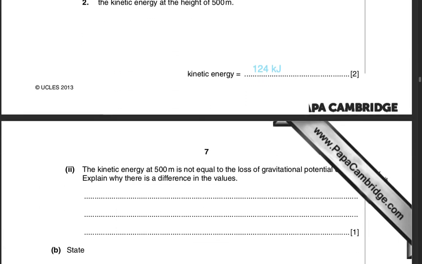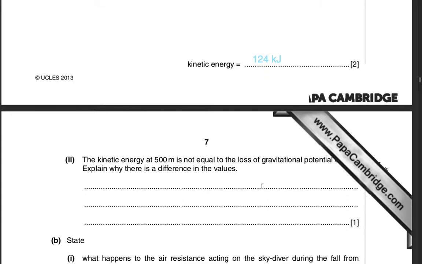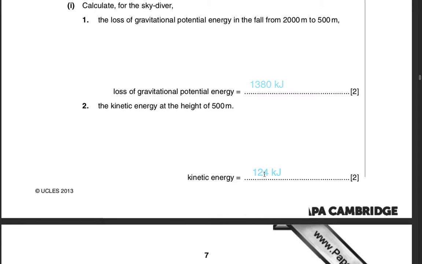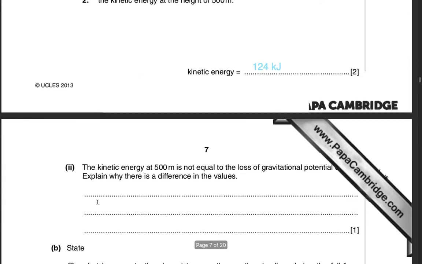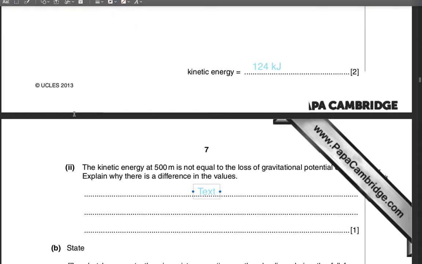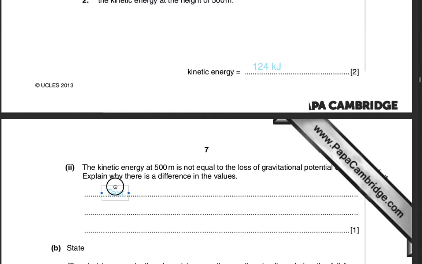The KE at 500 meters is not equal to the loss of gravitational potential energy. Explain why there is a difference in the values. Of course it's much less, and that's because of air resistance. Air resistance acts on the diver.